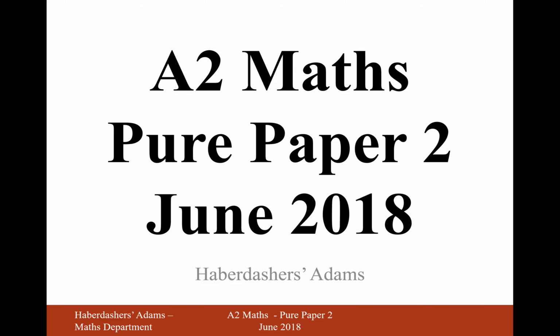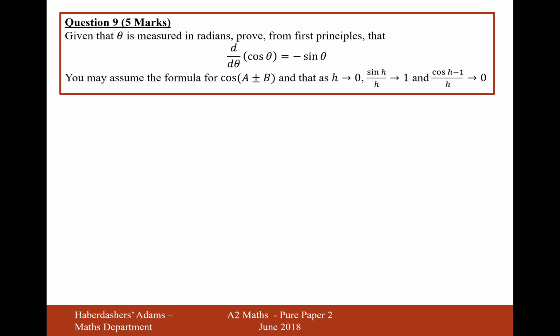Hello there and welcome to A2 Maths on June 2018, paper 2, and here we're looking at question 9, differentiation from first principles questions. So given that theta is measured in radians, prove from first principles that the derivative of cos theta with respect to theta is equal to minus sine theta. You may assume the formula of cos A plus or minus B, and that as h tends towards 0, sine h over h tends to 1, and cos h minus 1 over h tends towards 0.